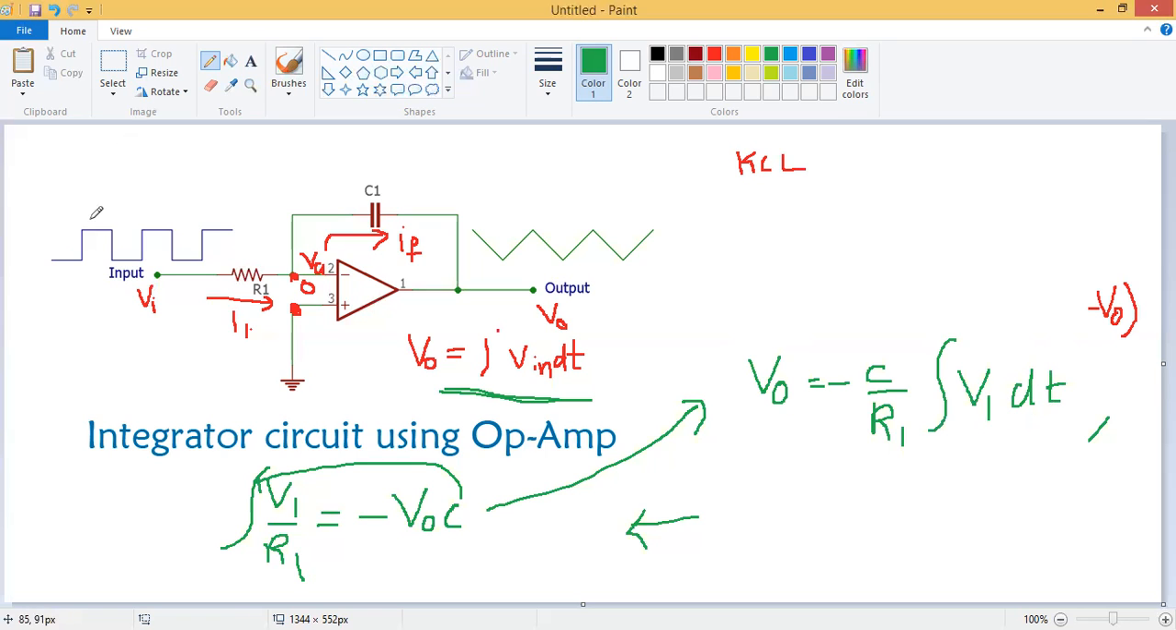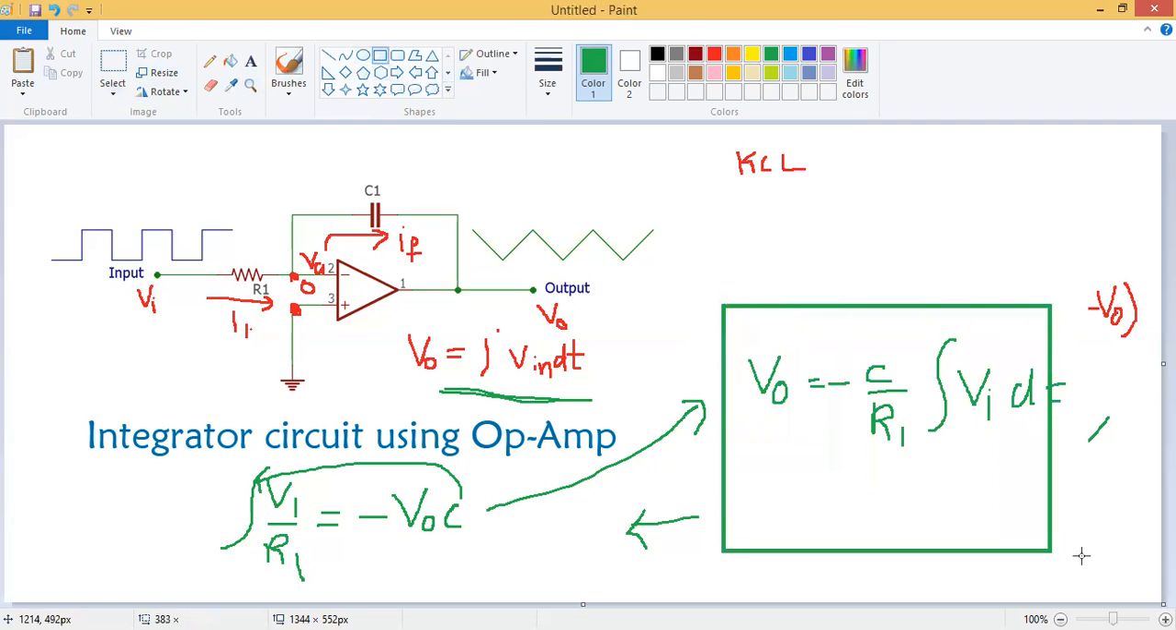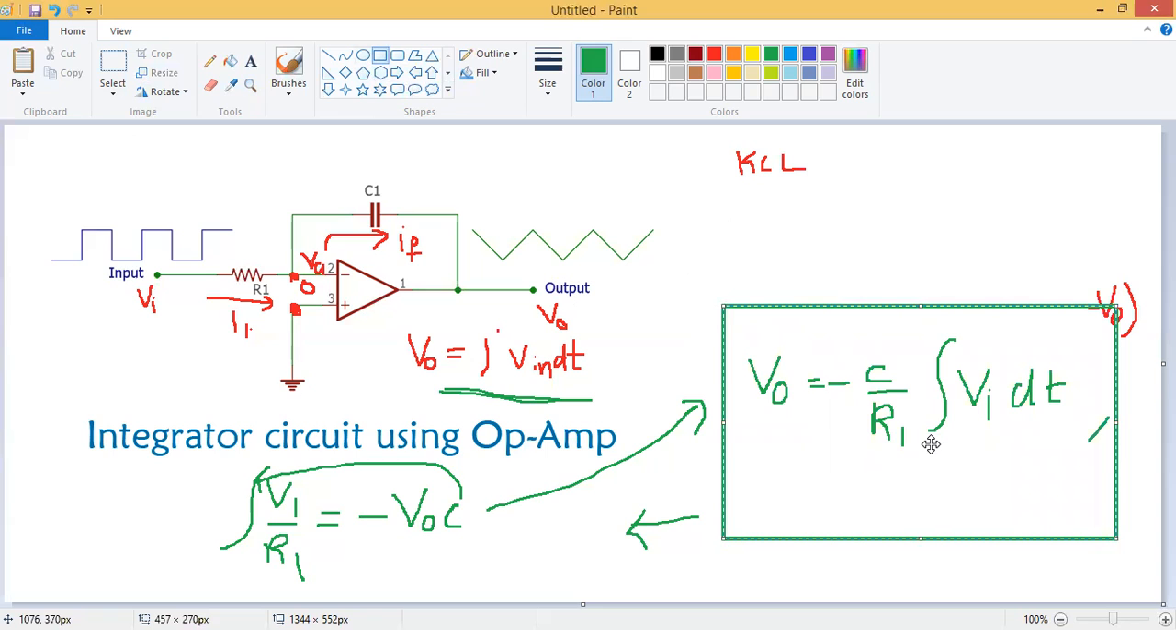We know that VI is our input voltage. This equation is clearly telling that our output voltage, V naught, is the integration of the input voltage. Okay, this is the equation for the op-amp integrator.